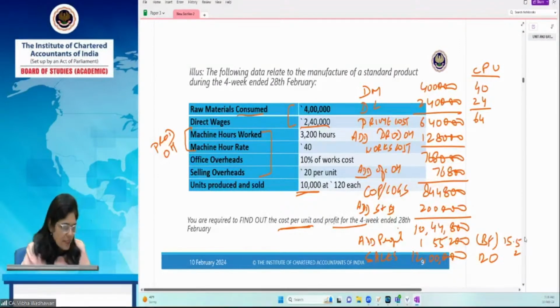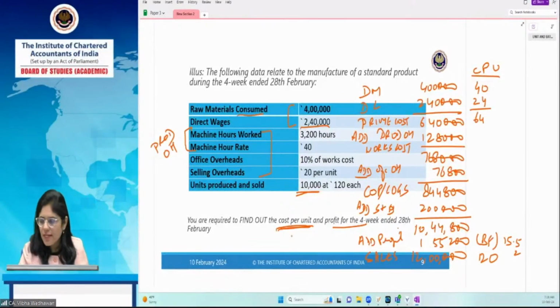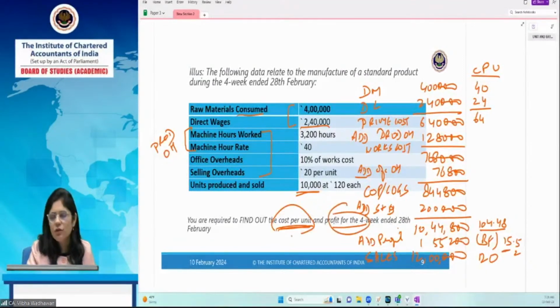Clear? Similarly, you want the cost per unit. So calculate the cost per unit. 10,44,800 divided by 10,000. So it's 104.48 is cost per unit, and this is profit per unit. This is exactly what you have to calculate.